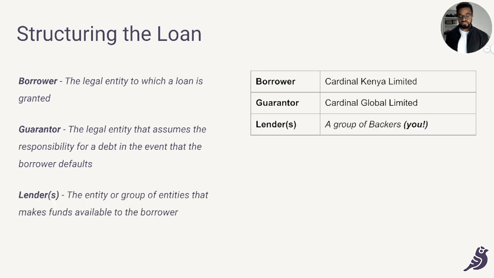Next, the lender. In a typical transaction, this refers to the entity that is providing the facility. For most loans on the Goldfinch protocol, the lenders will be a group of individual backers who stake on specific borrower pools. So hopefully you all that are participating in Flight Academy will be lenders pretty soon.